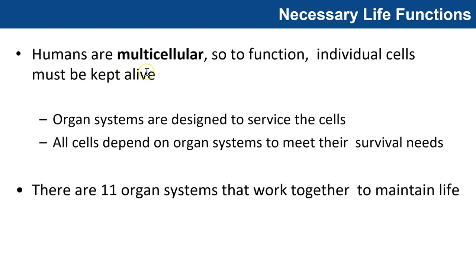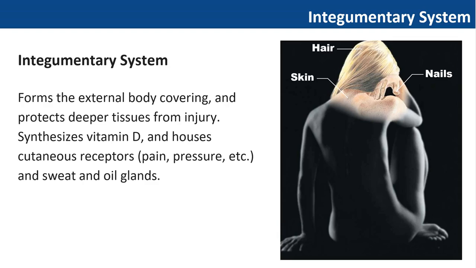Humans are multicellular, so to function, individual cells must be kept alive. All cells depend on organ systems to meet their survival needs. And there are 11 organ systems in our body that work together to maintain life.